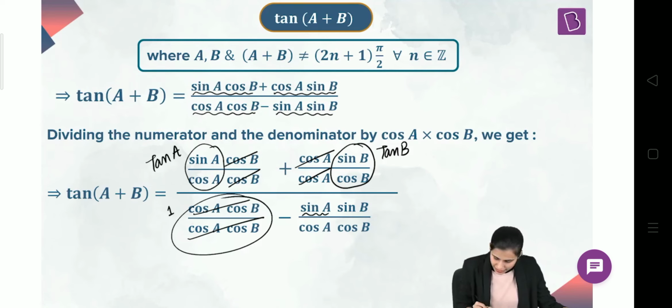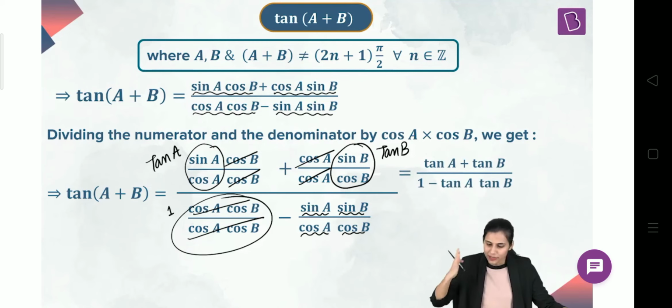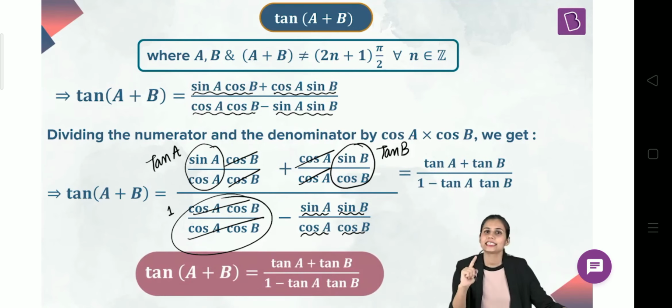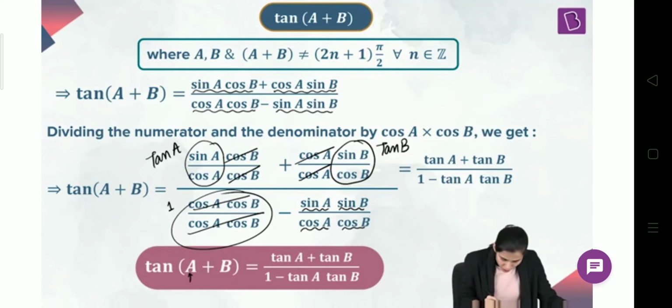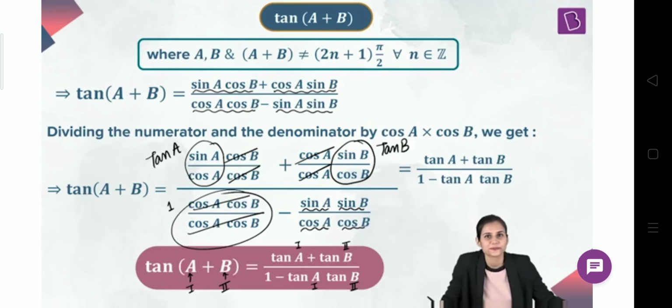And what is this? Sin A upon cos A, tan A. Sin B upon cos B, tan B. That means eventually this turns out to be tan A plus tan B upon 1 minus tan A into tan B. And bingo, this is the very tan ratio of the compound angle A plus B. Got it? So what do you understand? The tan of first angle plus second angle is tan of first plus tan of second whole upon 1 minus tan of first into tan of second.